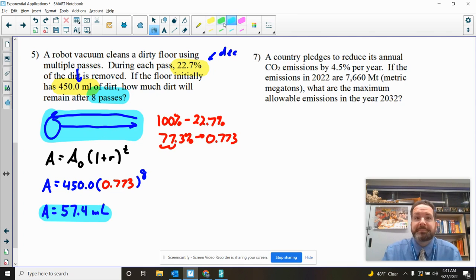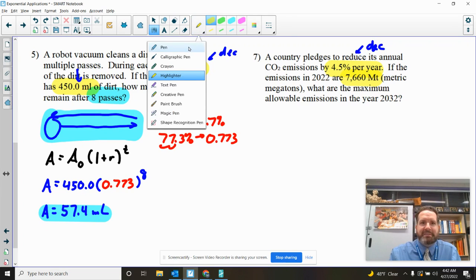Let's do this last one. So a country pledges to reduce its carbon dioxide emissions by 4.5% per year. Reduce, that means we're looking at a decrease. So if the emissions in 2022 are 7,660 MT, which is a metric megaton. All right, that's a lot. What are the maximum allowable emissions by the year 2032?